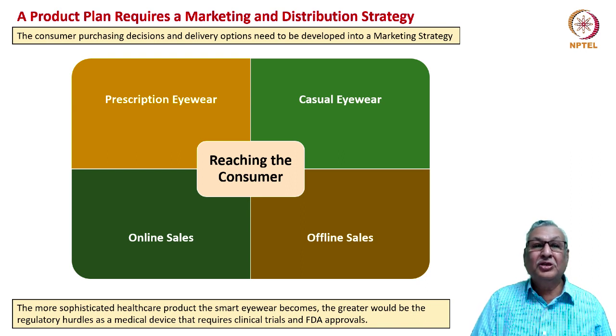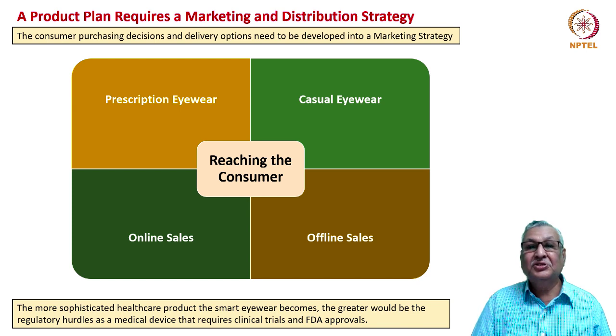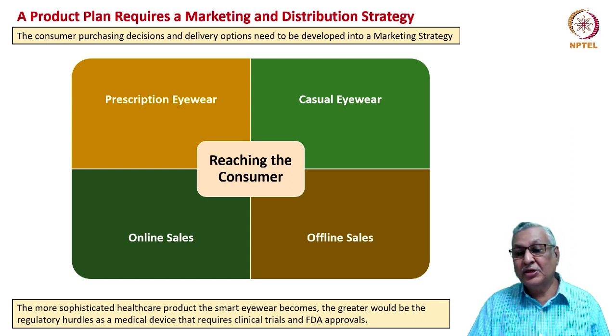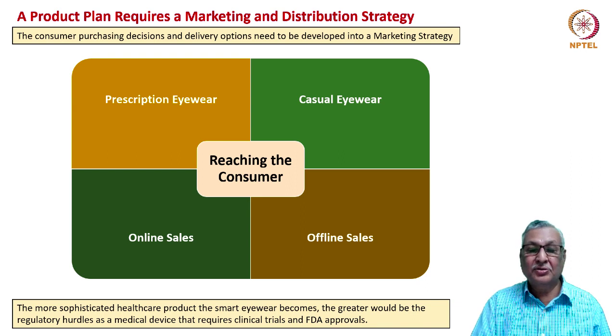So when you want to reach the customer, how do I reach the customer? The purchasing decisions and delivery options need to be developed into a marketing strategy. Will I do it like prescription eyewear? Will I do it like casual eyewear? Should I do it online? Should I do it offline?